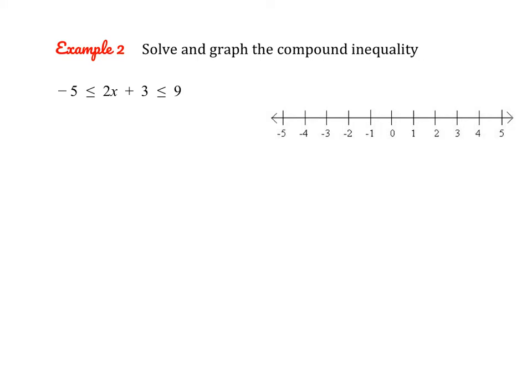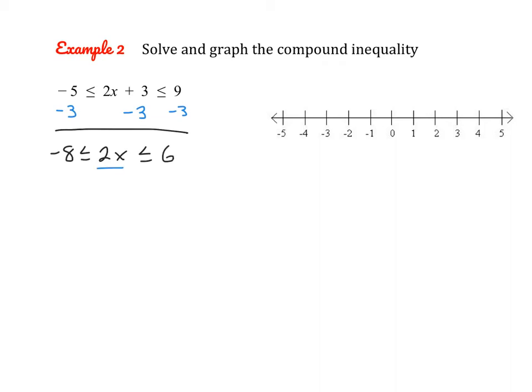All right, let's try another one together. So here, if I look, our first step would be to subtract 3. So we just need to make sure we're doing it to all 3 regions. So this gives us negative 8 is less than or equal to 2x is less than or equal to 6.